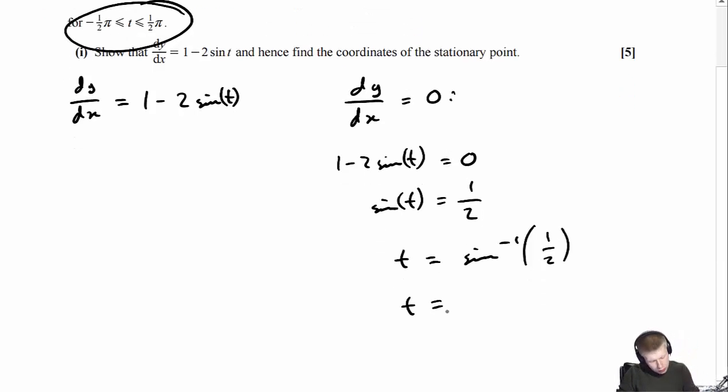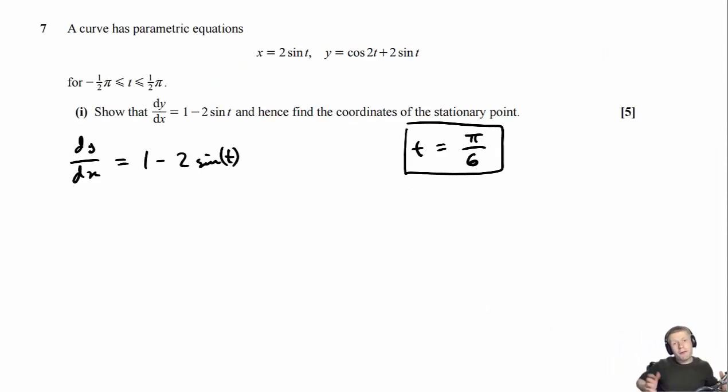So what is 30 degrees in radians? Well, pi radians is 180, so 30 degrees is 6 times smaller than that, so t must be pi by 6. And if you notice our range, we're only going between basically negative 90 and positive 90, so we don't need to worry about any other angles there. So, have we finished?